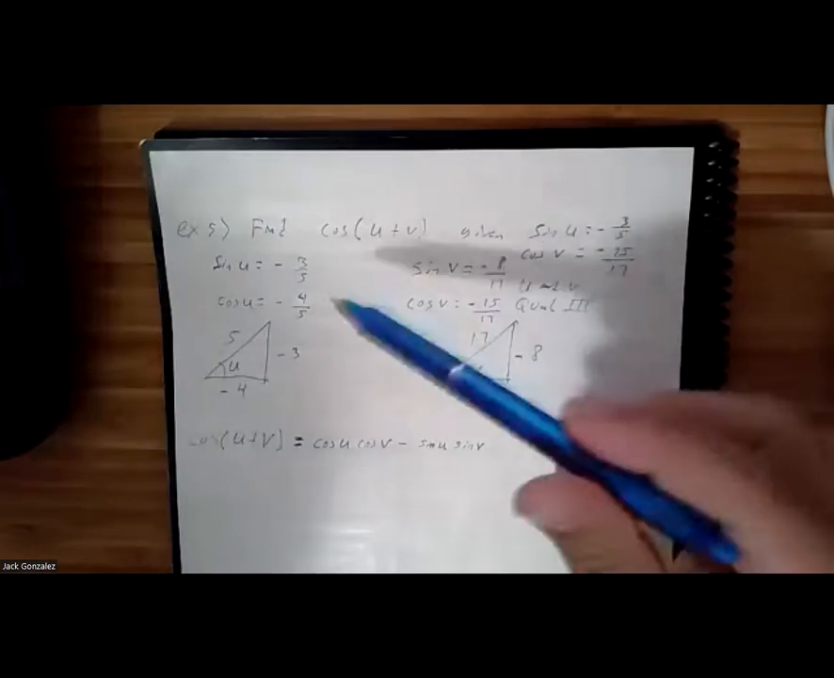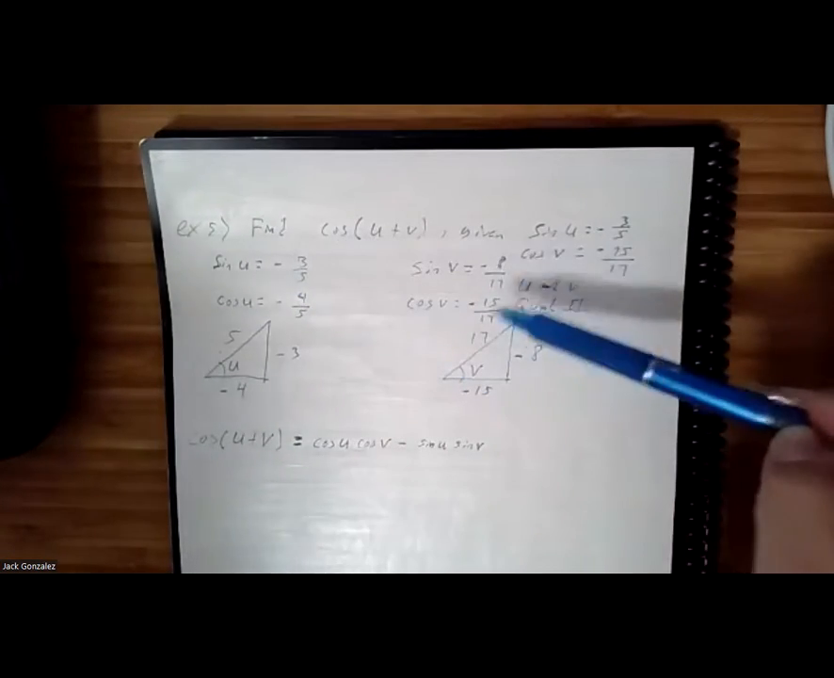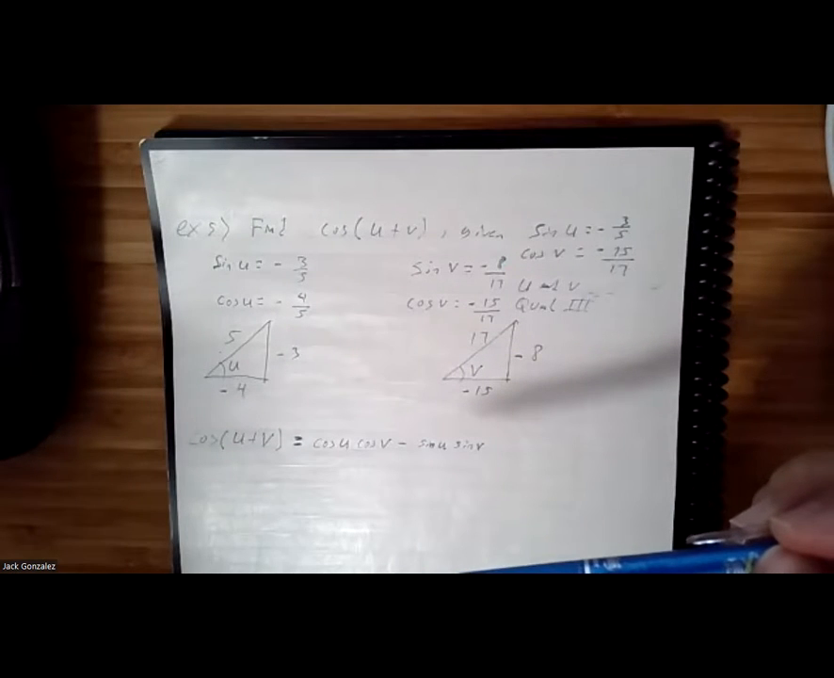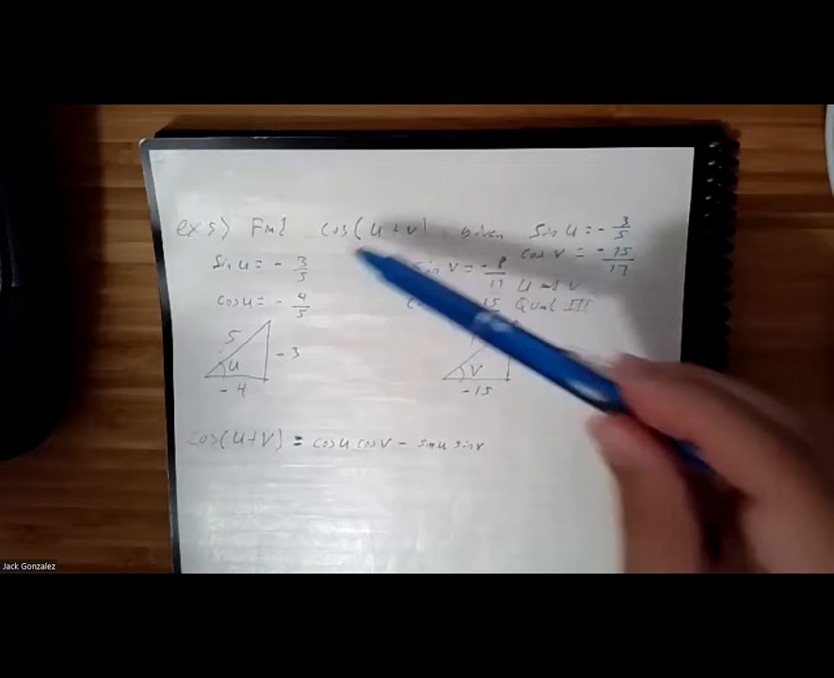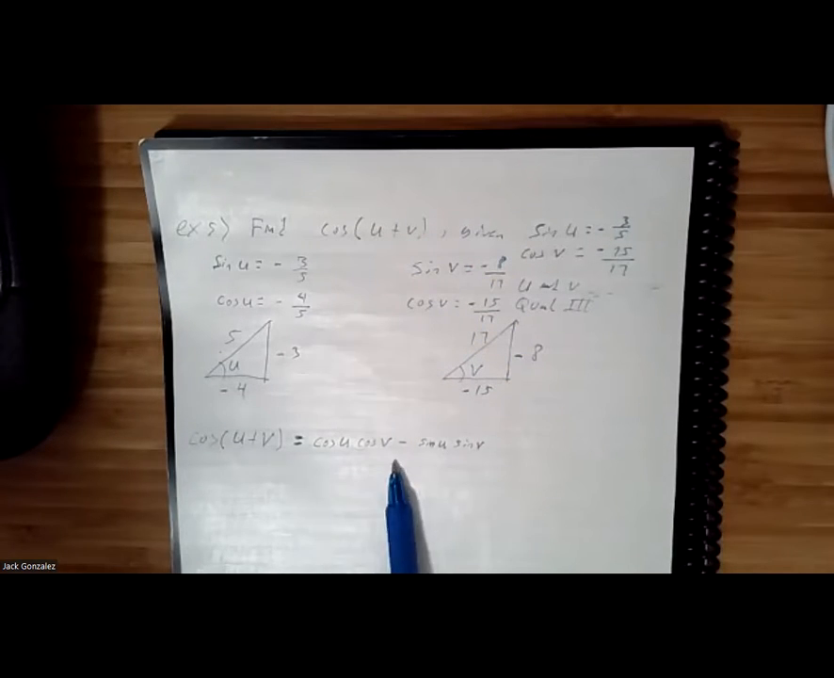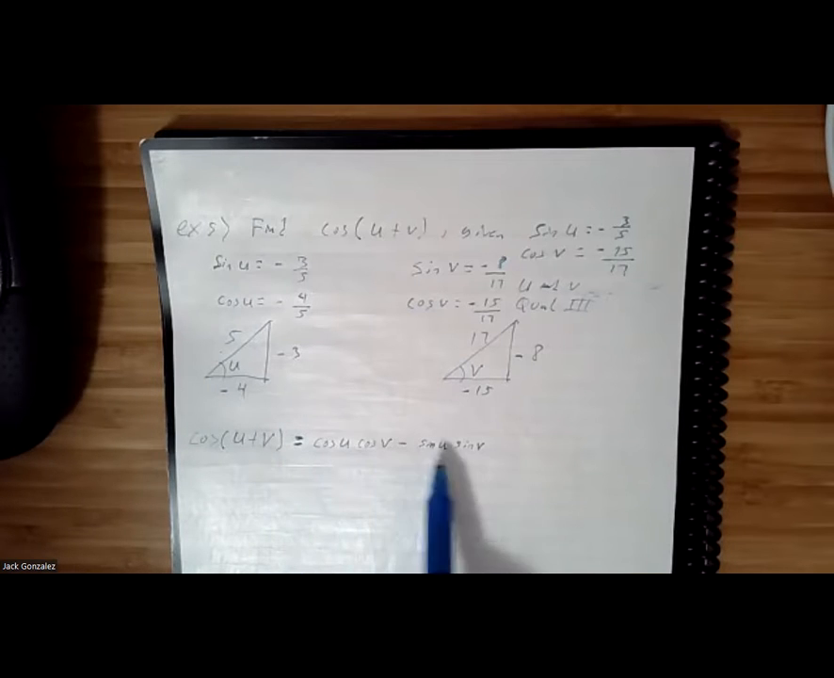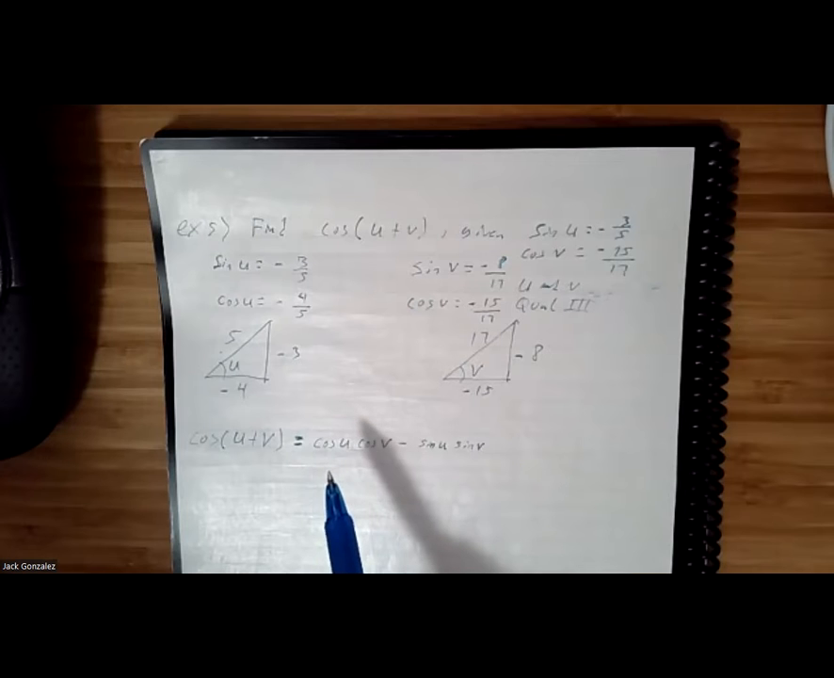I'm hoping at this point you're comfortable, but do you see where I found these pieces? Is that clear? We have to build the triangles in order to find these pieces because they're going to have to go here: cosine u, cosine v, sine u, sine v. So this is from like the last chapter maybe, or beginning of chapter 7. And here we're using the new formula and we're plugging in the pieces that we know with the two triangles.